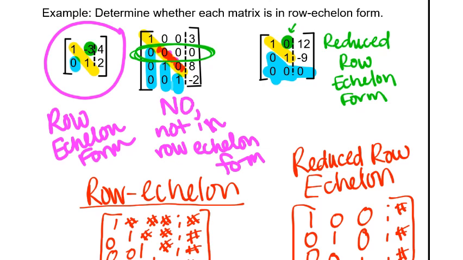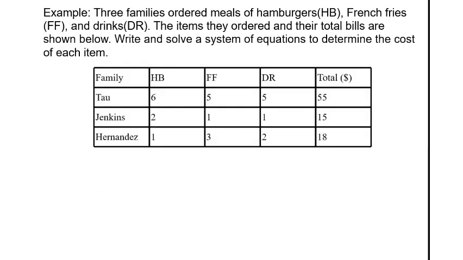Ta-da! And that's all we do for that one. So as we move on to the next one, now we're going to use matrices in order to solve this. We have 3 families who ordered meals of hamburgers, represented by HB, french fries, represented by FF, and drinks, represented by DR. The items we ordered and their total bills are shown below.